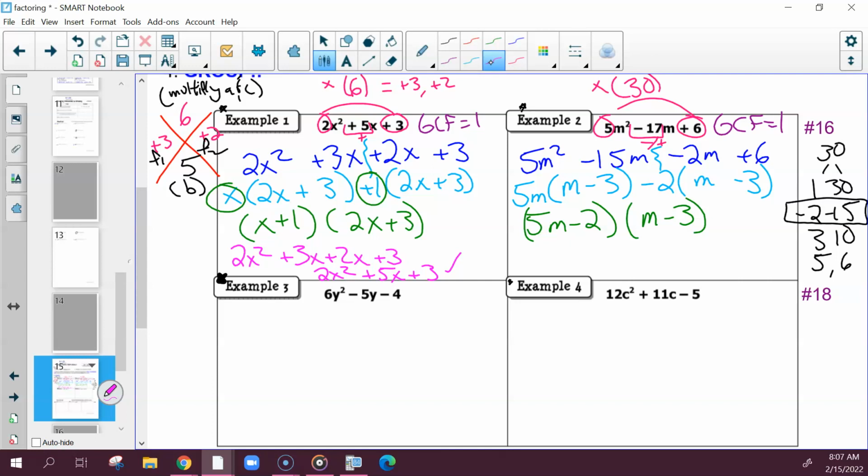I'm going to distribute this, make sure it works. 5m times m gives us 5m squared. 5m times negative 3 gives us negative 15m. Negative 2 times m gives us negative 2m. Negative 2 times negative 3 is positive 6. So 5m squared minus 17m plus 6 does work.